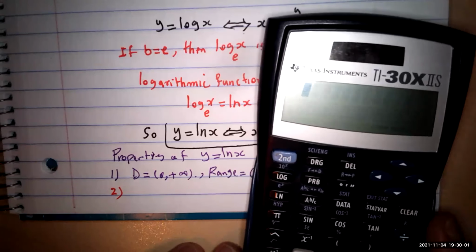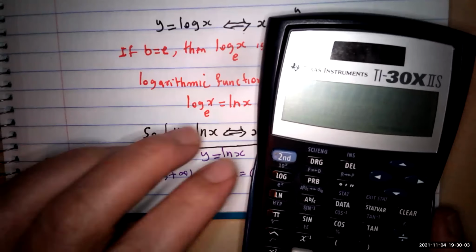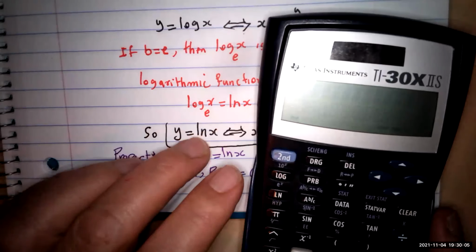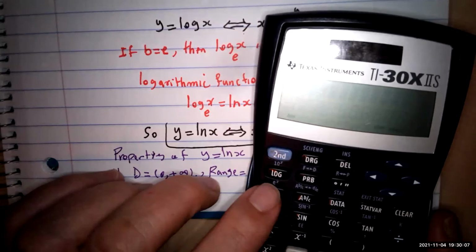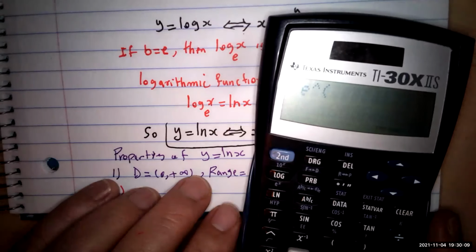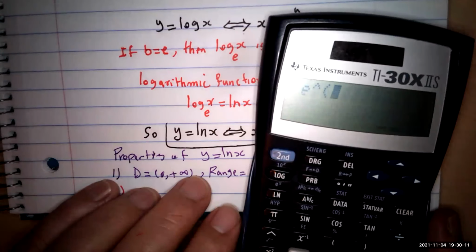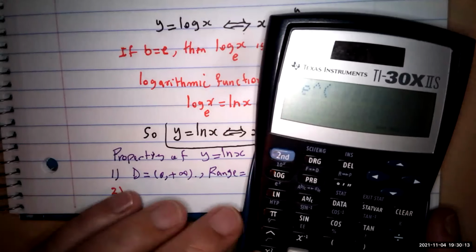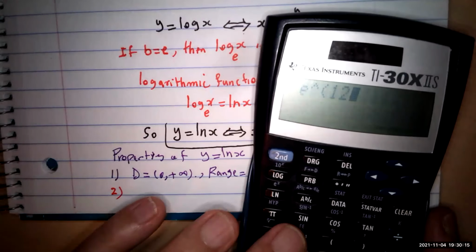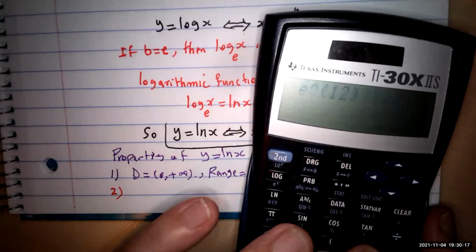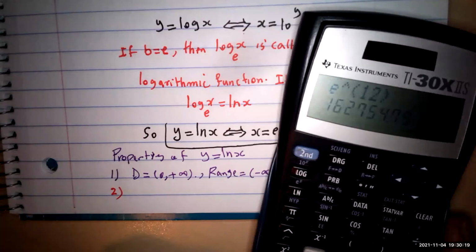If you want to do something with the exponential function, you have to click on the second key. Then the same place, ln. That's going to be e to the something. So if you want to find, for example, e to the 12, you close the parentheses, and that gives you a big number here.